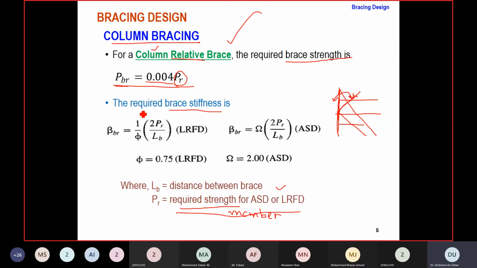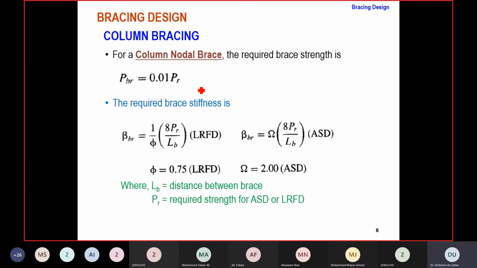Then the required brace stiffness, the second criterion. The first criterion was the strength, the second is the stiffness. So from the stiffness point of view, the required brace stiffness can be calculated as beta BR, that will be 1/phi times 2PR over LB in LRFD, and beta BR equals omega times 2PR over LB in ASD. So phi is 0.75 in LRFD and omega is 2 in ASD. Keep these equations memorized or with you.